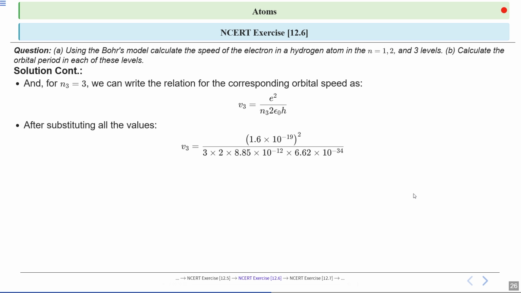Okay, this is much slower than the lower energy levels, showing that as the electron moves to higher orbits, its speed decreases. Therefore, V3 equals 7.27 multiplied by 10 to the power 5 meter per second. This value is important because it shows the quantitative relationship between the energy level and electron speed.